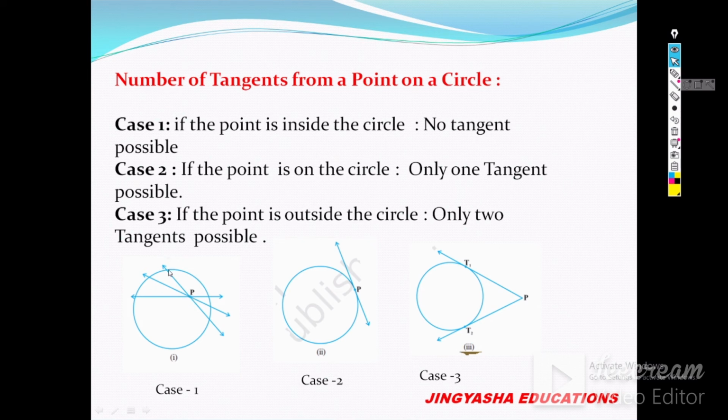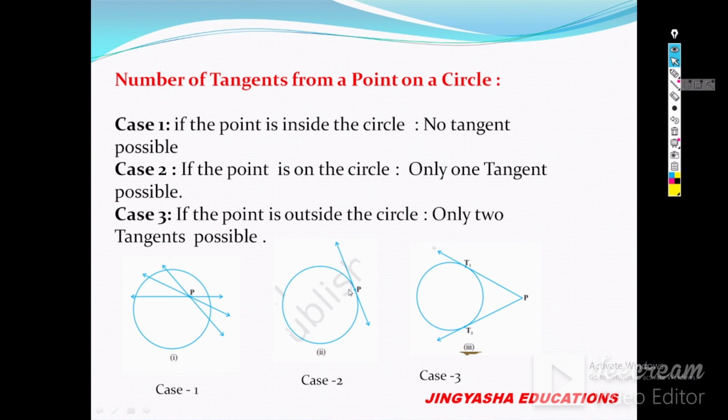if we try to draw lines that go through that point, and that point is inside the circle, then we are never going to get any tangent through that point. All those lines will be secants. So we will get secants, but we are never going to get a tangent. If the point is inside the circle and we try to draw lines through that point, then we are never going to get a tangent.